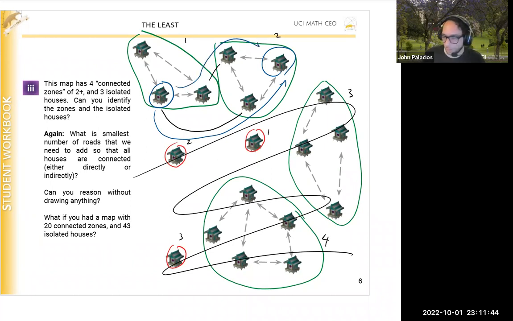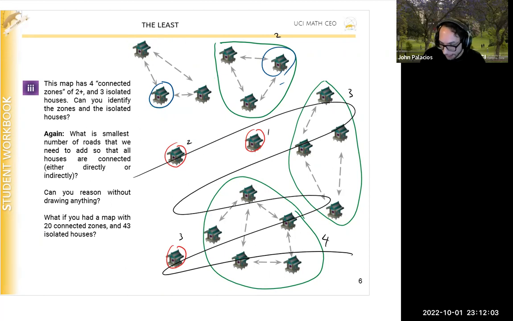And so maybe one of those roads is redundant and we don't need it, and it won't give us the least number of roads. So we don't need all of those roads. And as a matter of fact, between any two neighborhoods, you only need one road.